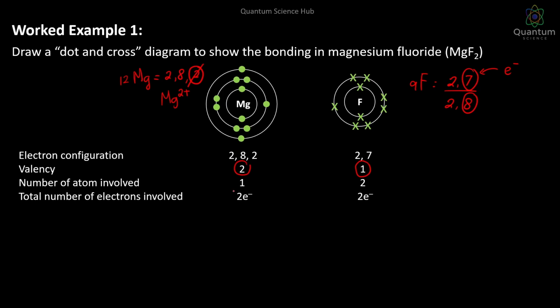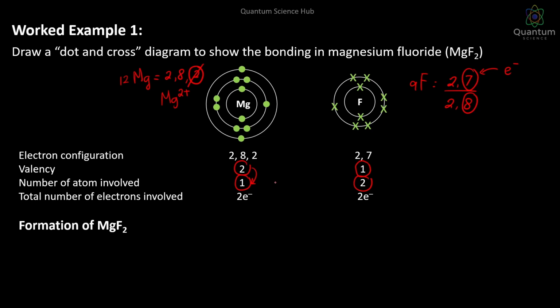And for the number of atoms involved, how many magnesium do we have? 1 magnesium. How many fluorine do we have? F2. So that means there are 2 fluorine atoms. And the total number of electrons involved is 2 times 1 and then 1 times 2. The total number of electrons involved is 2 electrons. So this is how MgF2 forms.